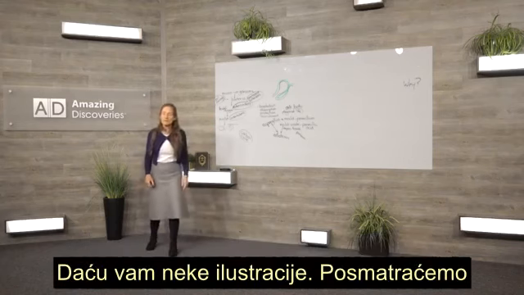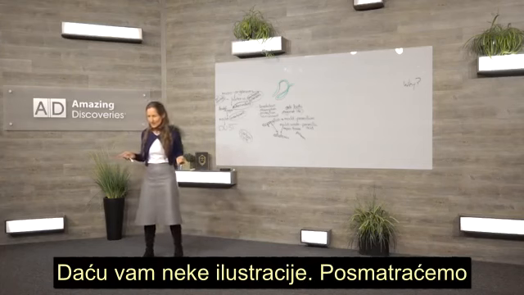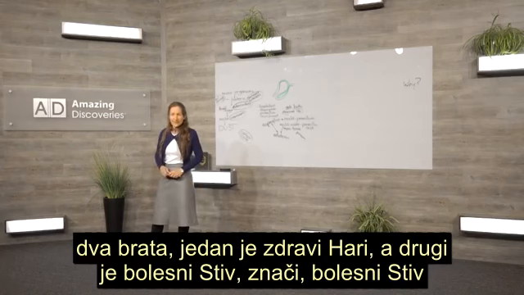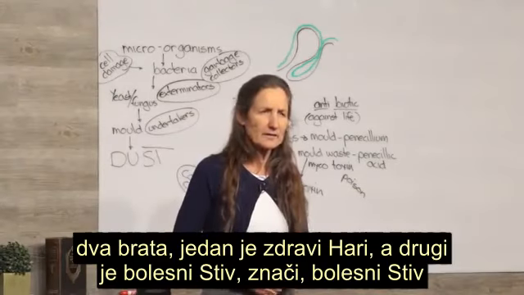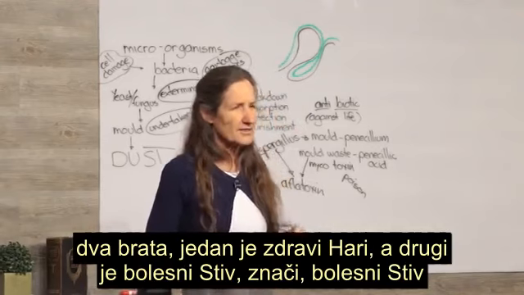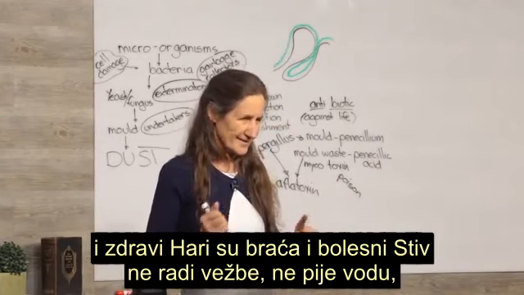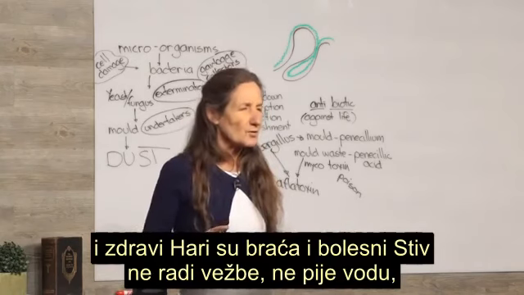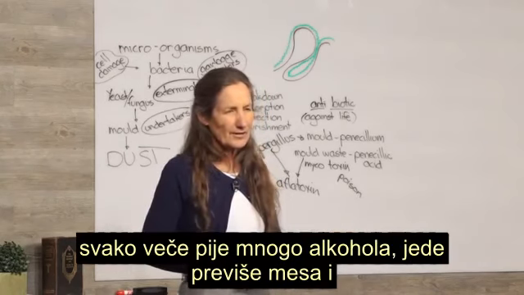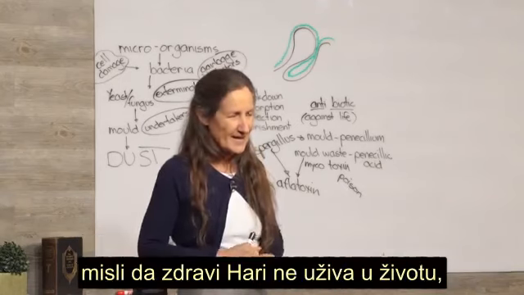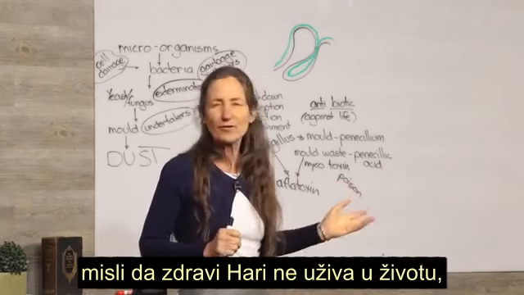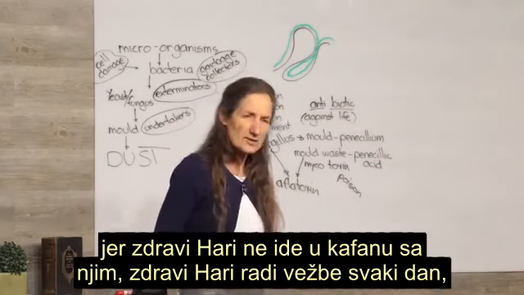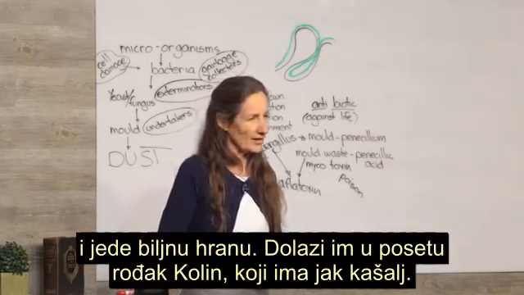So I'm going to give you a couple of illustrations to show you. We're going to be looking at 2 brothers. One is Healthy Harry and the other is Sick Steve. Sick Steve doesn't exercise, doesn't drink water, has too much alcohol every night, and eats too much meat. He thinks Healthy Harry has taken all the fun out of life because Healthy Harry doesn't go to the pub with him. Healthy Harry exercises every day and eats a plant-based diet.